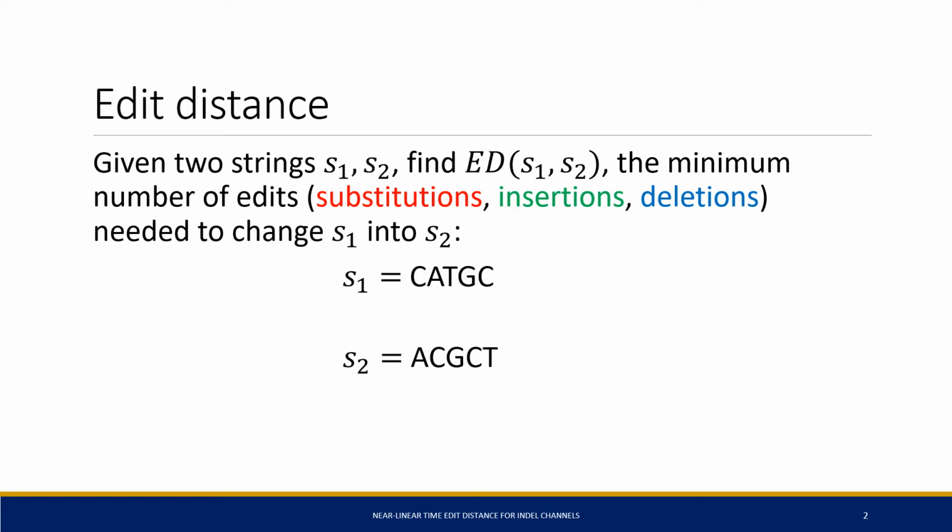So for example, if I have these two strings, then I can delete the first character, substitute this T for a C, and then insert a T at the end, and I get S2 from S1. So here the edit distance would be 3.